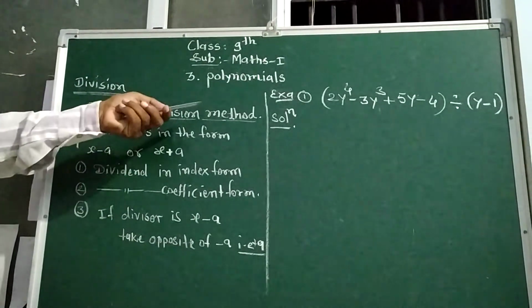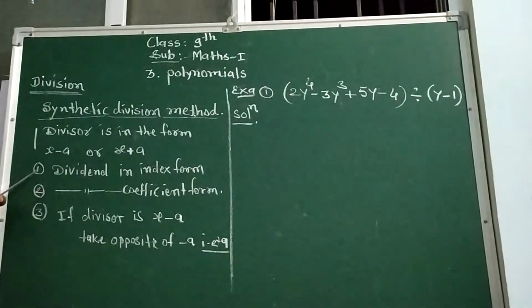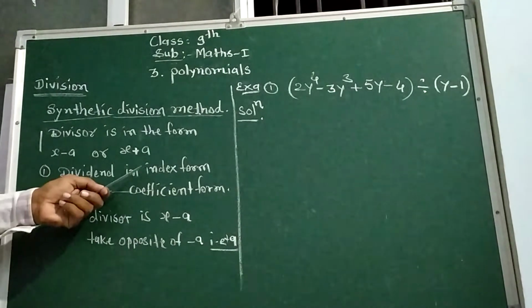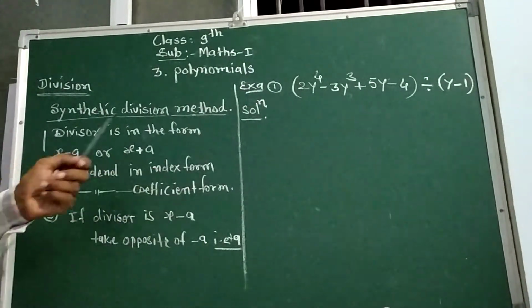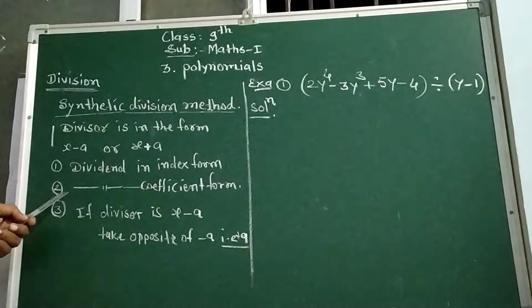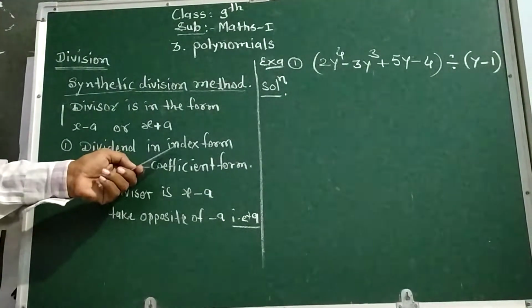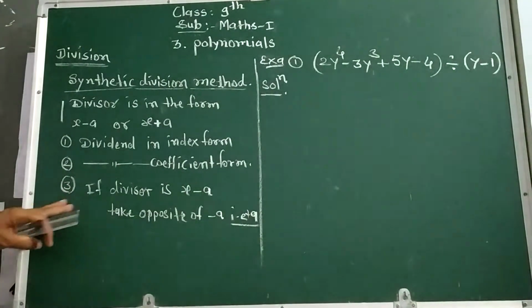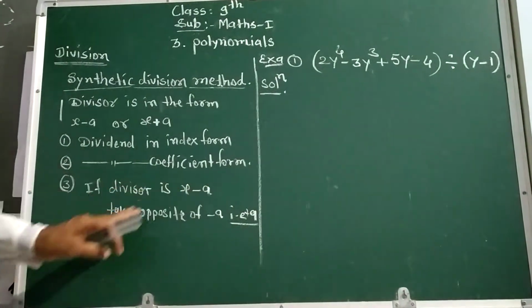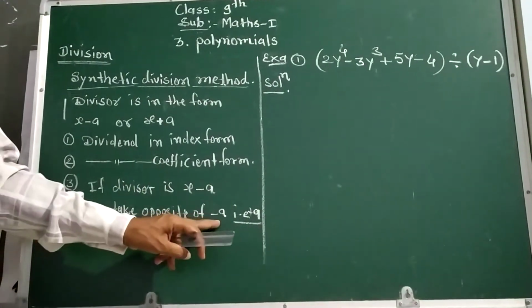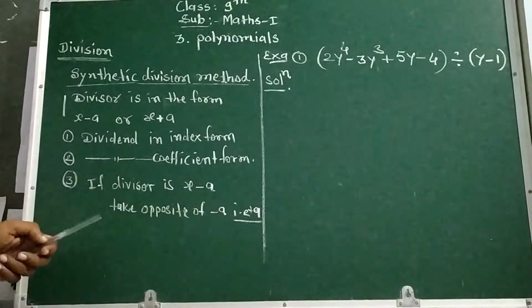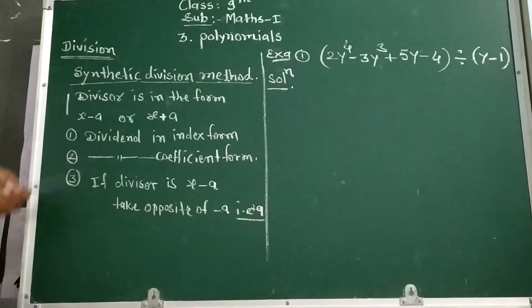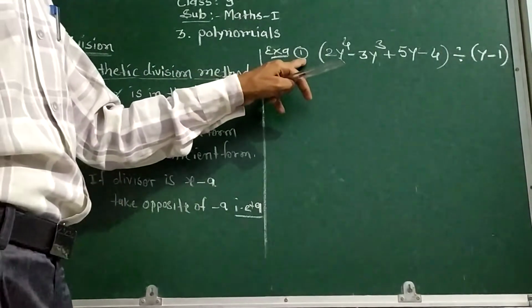In this division method, the first step is to write the dividend in index form, and the second step is to write the dividend in coefficient form, and if the divisor is x minus a, take the opposite of this minus a, that is plus a. Now for these three steps we have to take an example.